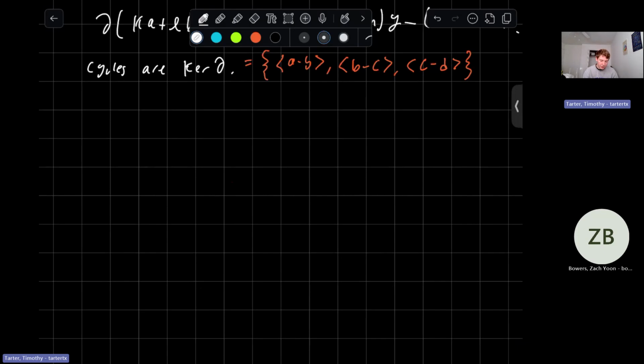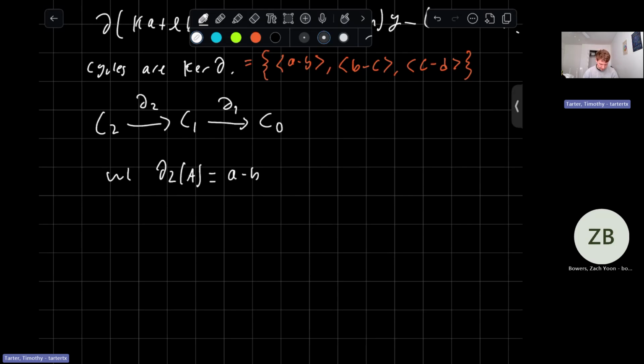Algebraically, we can now define a pair of homomorphisms, C2 by partial 2 to C1 by partial 1 to C0, where C2 is the infinite cyclic group generated by capital A, with partial 2 of A equal to A minus B. The map partial 1 is the boundary homomorphism in the previous example, and the quotient group we are interested in is the kernel of partial 1 mod the image of partial 2.